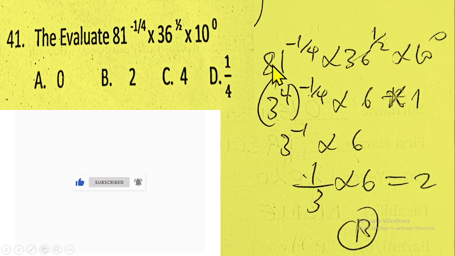How do we get that? You can change this one to index form. That gives us 3 raised to the power 4, 3 raised to the power minus 1 over 4. Then 36 raised to the power half means square root of 36, and that should be 6. 10 raised to the power 0 is 1. So from here, 4 can take care of 4. You have 3 raised to the power minus 1 times 6. And 3 raised to the power minus 1 means 1 over 3 times 6. So 3 in 6 will give us 2. So option B is the correct option for question number 41.